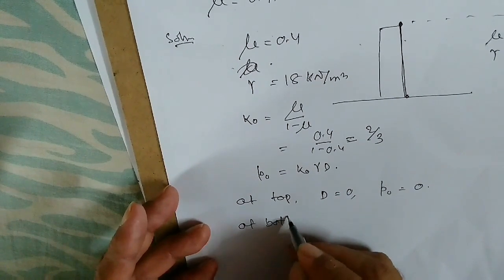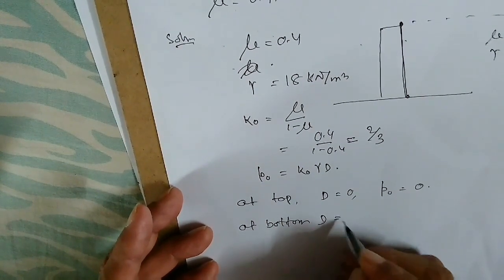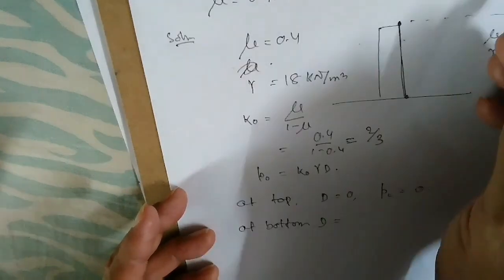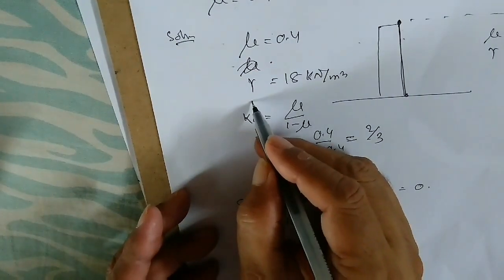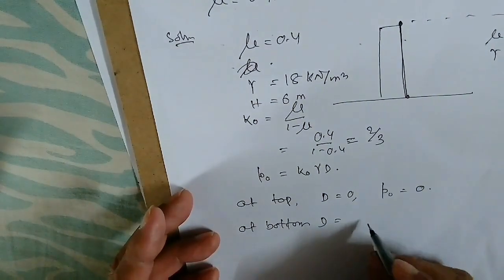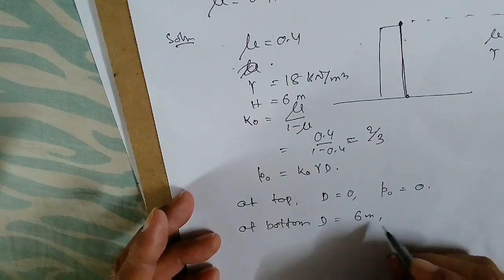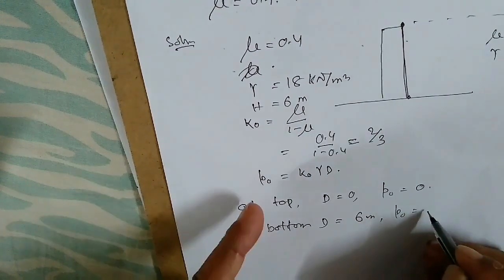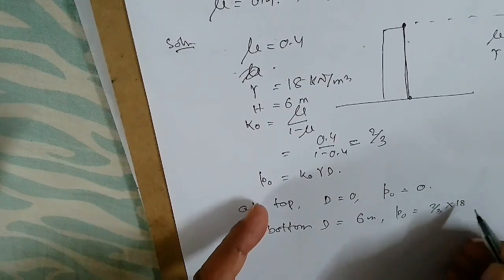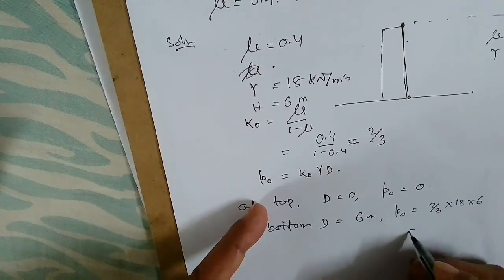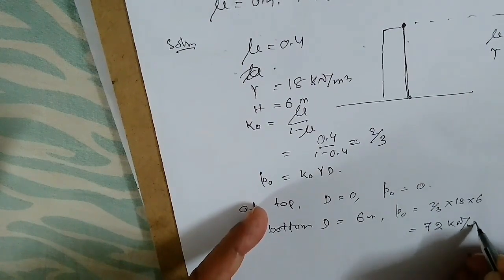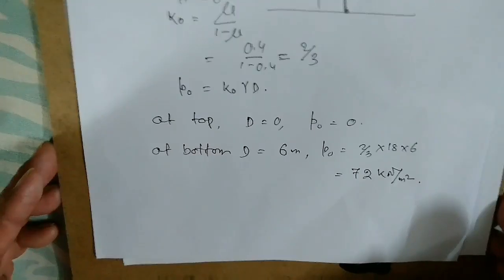At bottom, D is equal to how much? 6 meters. You can write the data here also: H is equal to 6 meters, D is equal to 6 meters. So P0 will be K0 gamma D, which is 2 by 3 times 18 times 6, that is 72 kilonewton per meter square.